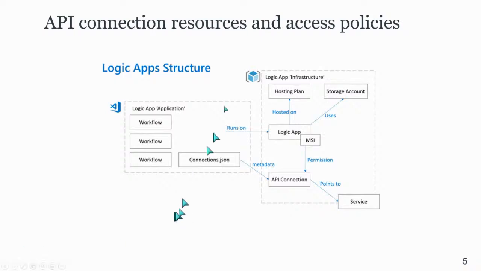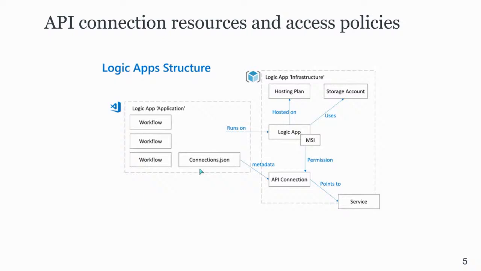So on the left-hand side is the structure of a Logic App project. So we can have multiple workflows, and then there is a connection.json file. So connection.json file is metadata about the connection. So if you're familiar with Logic App consumption, you might have noticed that at the bottom of the Logic App consumption, there is metadata of connections, right? Like which resource group, which connection name your workflow is going to use.